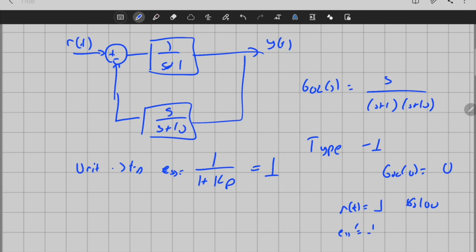But a type negative system doesn't exist in general for control systems. This is just fictitious. It's just for teaching the material and understanding the topic. For unit ramp and unit quadratic, I know that the steady state error will be equal to infinity because it's a type negative, or say the type of the system is less than 1. That's good. I think I have two more examples. Let's look at one of them.